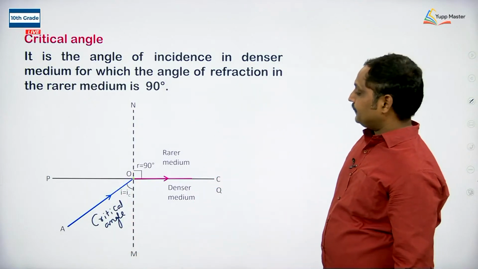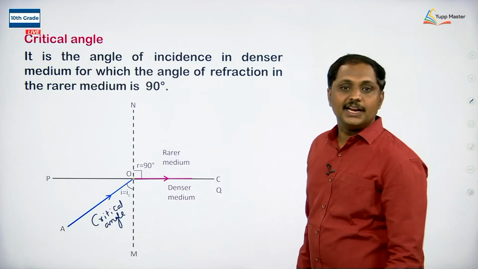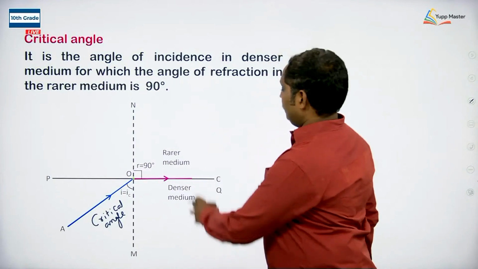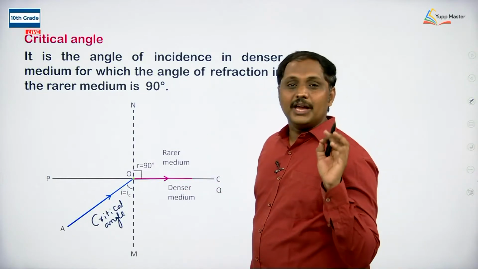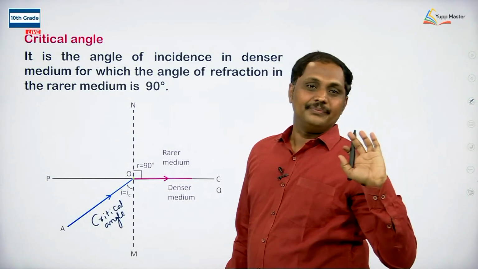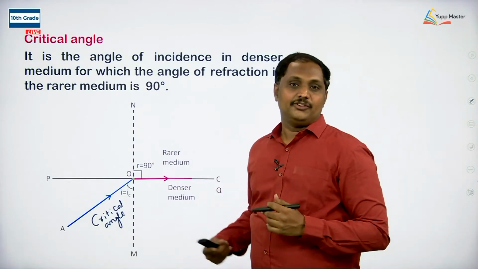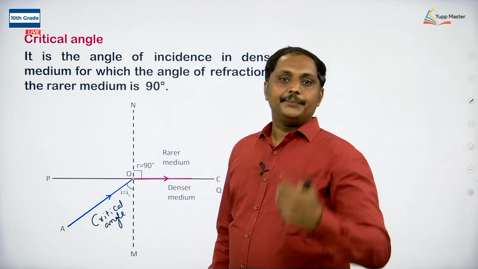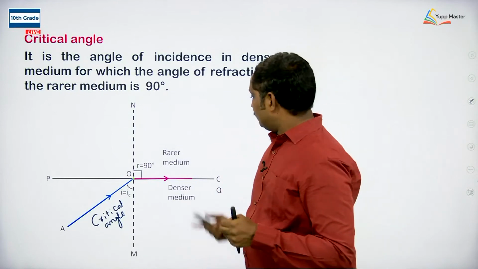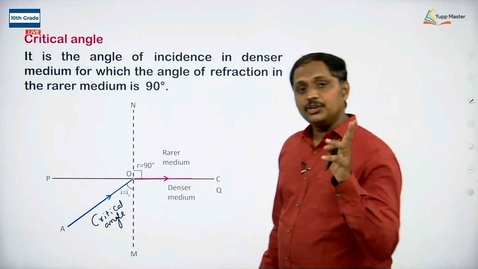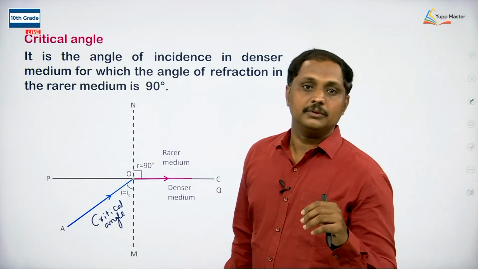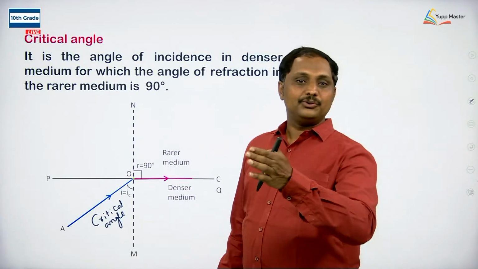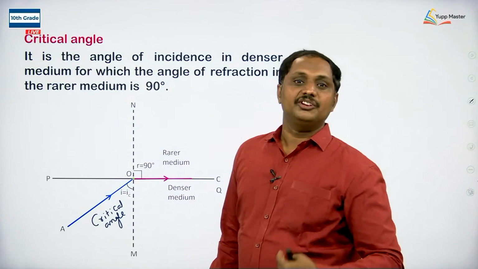This is a general representation of the critical angle for any two media having different refractive indices. For denser to rarer, the light rays enter from denser to rarer. We can take the set of two media, that is, water and air, glass and air. If you look at glass and water, compared to water, glass is the denser medium.